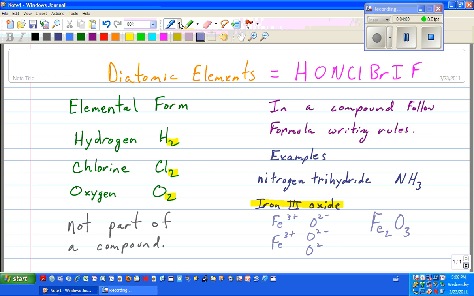Hopefully this will help clarify some things as far as Honkelbriefs go. Again, the only time we do that is when they are by themselves in the elemental form, not when they're part of a compound like these.